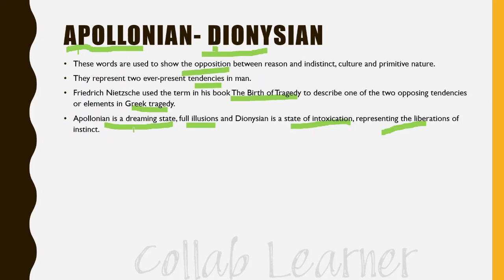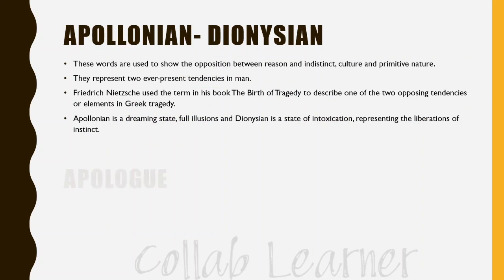Apollonian is a dreaming state we can see in drama and plays, or also in the stories of literature. There are many more examples, but I have not given the example here. And Dionysian is a state of intoxication representing the liberation of instinct.